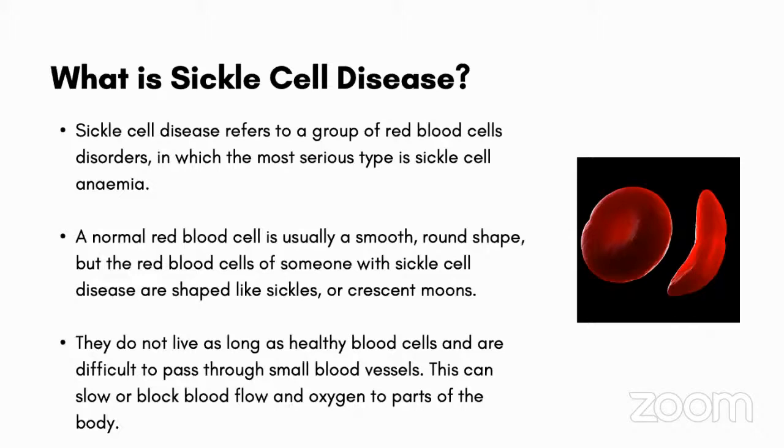Sickle cells don't live as long as normal healthy red blood cells, and they find it very difficult to pass through small blood vessels. This can be quite dangerous because it can slow or block blood flow, and oxygen, to other parts of the body. And this causes a lot of symptoms and consequences for those who do have sickle cell disease.